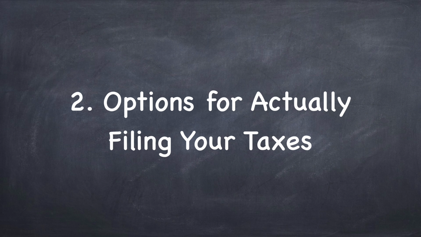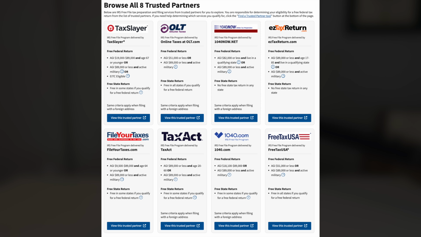Next, let's move on to actually filing your taxes. You really have three main options. The first option is IRS free filing. This is available for those that meet certain income requirements. Here's a list of current IRS approved free file options for this year. The second option is to use paid tax software. This includes programs like TurboTax, H&R Block Online, TaxSlayer, TaxAct, and many others. Paid tax software is popular if you don't meet the IRS free file income requirements. They typically walk you through the return step by step and handle the math for you.